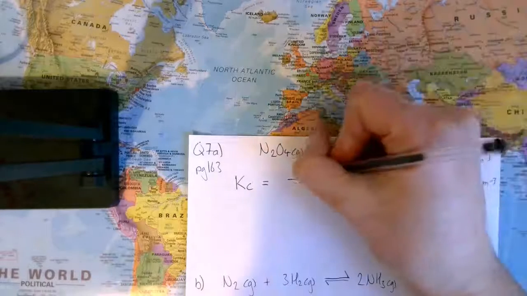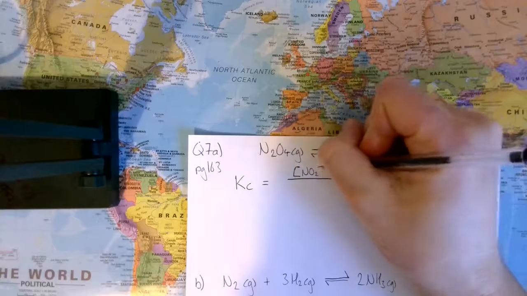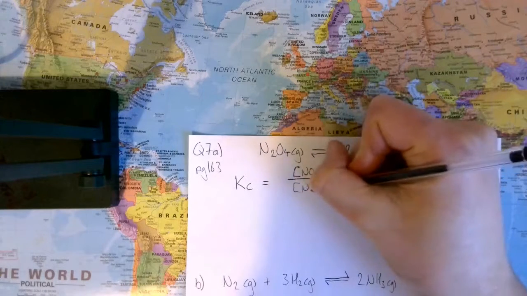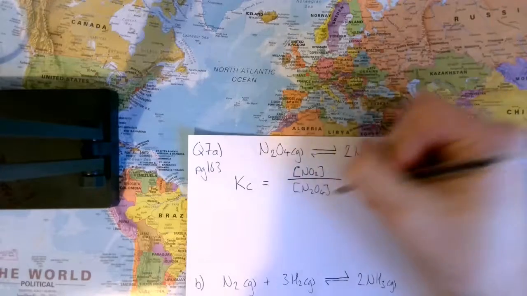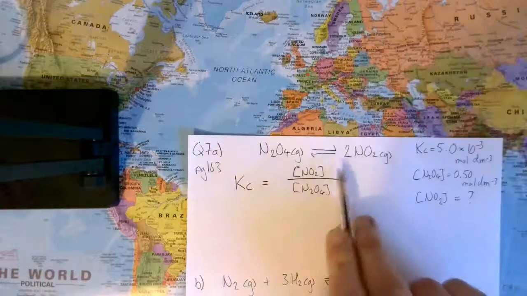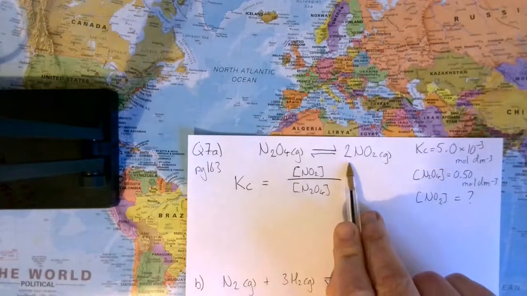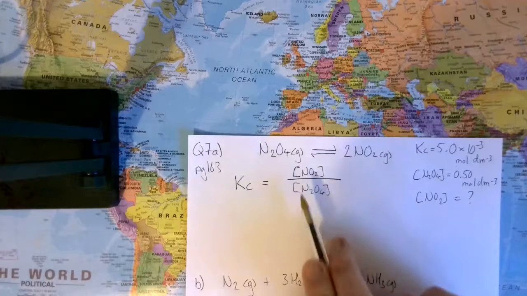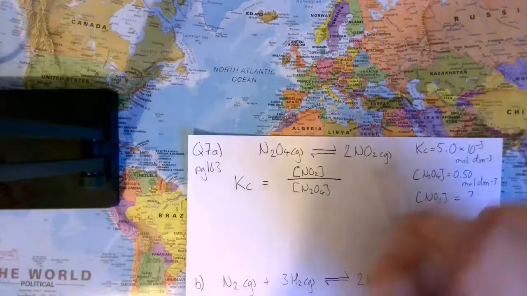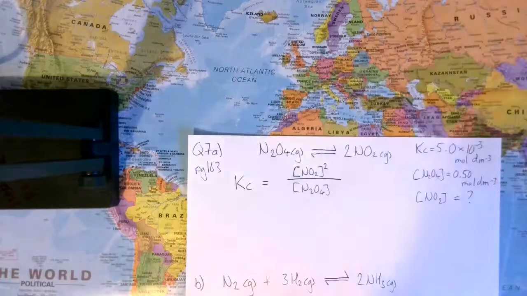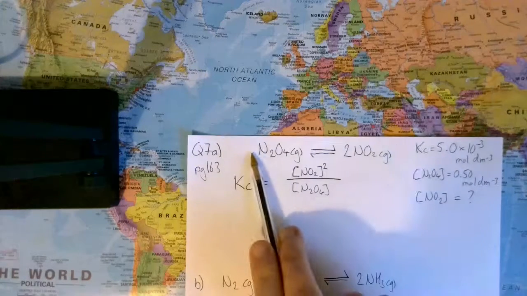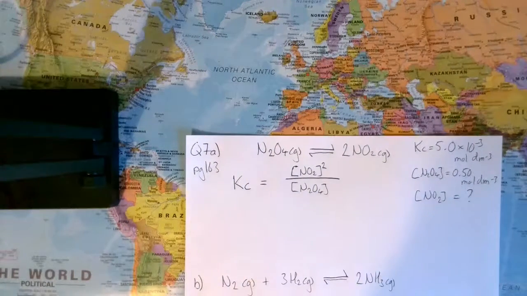Here, products NO2, reactants N2O4, but then the thing you've got to do, look for the coefficients that are given, and they become the powers in this equation. So there's two NO2s, so that's NO2 squared. There's no coefficient, so it's 1, so it's to the power of 1.